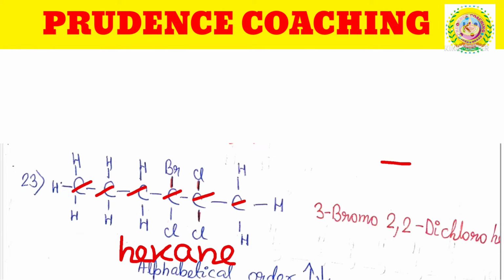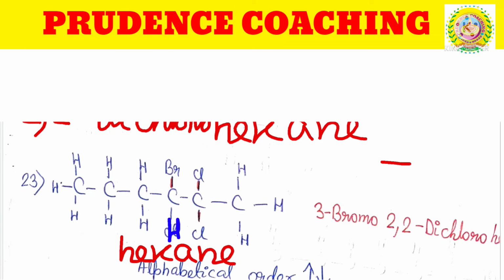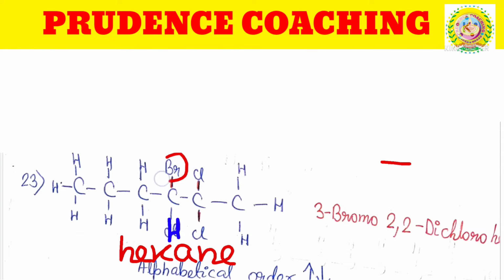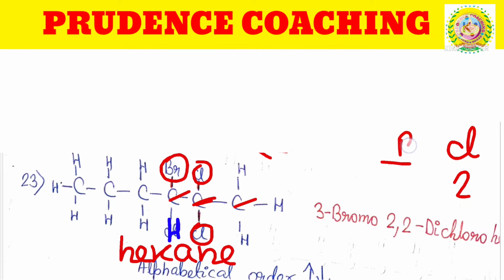Now here we have halogens. So how many halogens are there? Here 1, here 1, and here 1. So we have 3 halogens. Here we need to count the positions of the carbons where we have halogens. Now if we count from this side, we will get first, second, third. So in the second position you have chlorine, and in the third position we have the bromine.